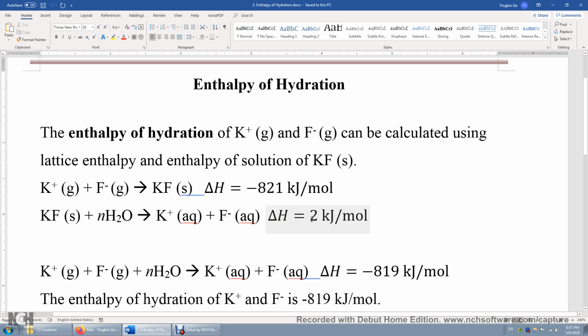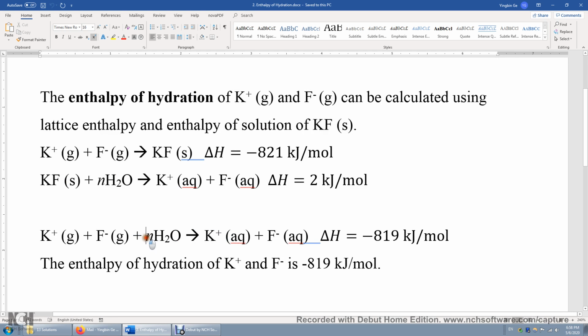Now let's look at the enthalpy of hydration of K+ and F-. What we can do is sum up these two chemical reactions. All we need to do is add up the left-hand side, 1, 2, 3, 4 items. We add up the 3 items on the right-hand side. And then we notice this KF in the solid phase and this KF in the solid phase cancel. So on the left-hand side, we have 1, 2, 3 items here. On the right-hand side, we have only 2 items.